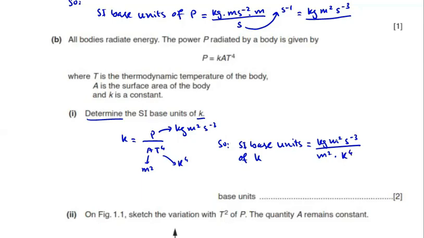Meter squared in the numerator and meter squared in the denominator cancel out. This K to the 4 in the denominator when shifted to the numerator becomes K to the minus 4, and hence the whole expression of SI base units reduces to kilogram per second cubed K to the minus 4. Let's do the last part of the question now.